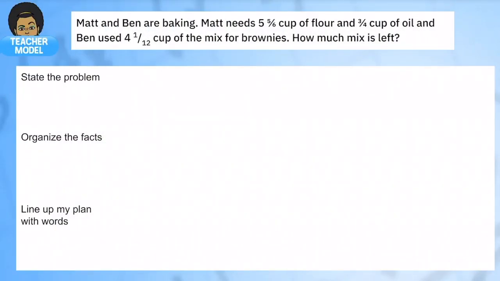All right, here's our first model. We're going to use SOLVE again to plan out what we're going to do. Matt and Ben are baking. Matt needs 5 5/6 cups of flour and 3/4 cups of oil, and Ben uses 4 1/12 cups of the mix for brownies. How much mix is left?